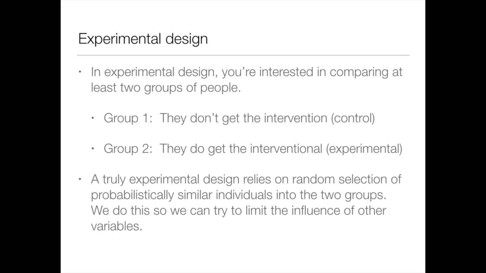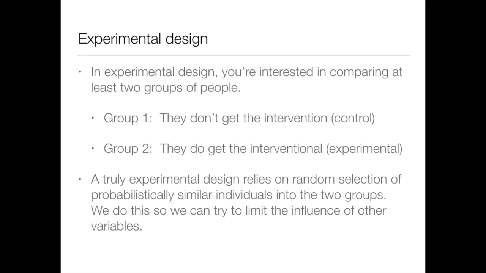But let's talk about this a little bit further. In an experimental design, you're interested in comparing at least two groups of people. And I say at least because you might compare more, but at least two groups of people. So in group one, they don't get an intervention. So maybe it's a training program, maybe it's a new mentoring program or a coaching program, but they don't get that, and that's called the control group. Group number two, the experimental group, they do get the intervention. So you do send them through the training, you do give them coaching, you do give them access to a mentor, right? And then you can test the differences.